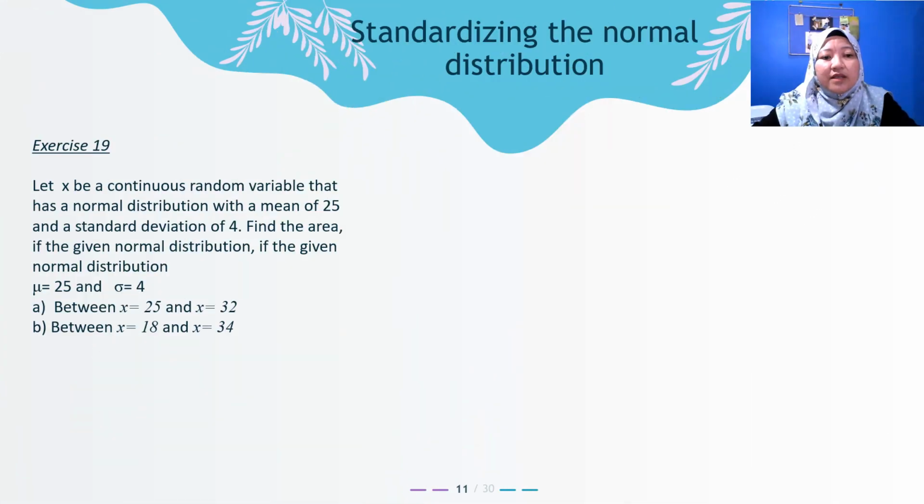Okay, next example, exercise 9. Let x be a continuous random variable that has a normal distribution with mean 25 and standard deviation of 4. Find the area. Area means probability. If the given normal distribution is mu 25 and sigma, so we have x distributed as a normal with mean 25. Standard deviation is 4, means variance is 16.